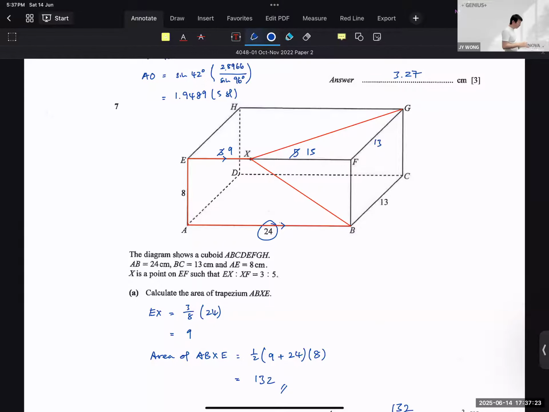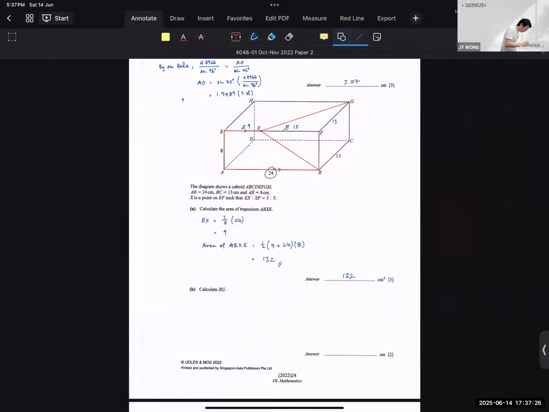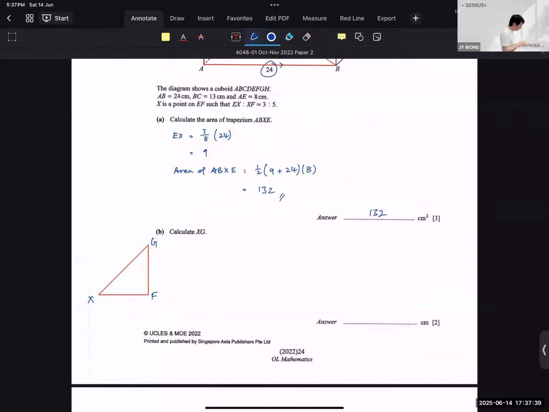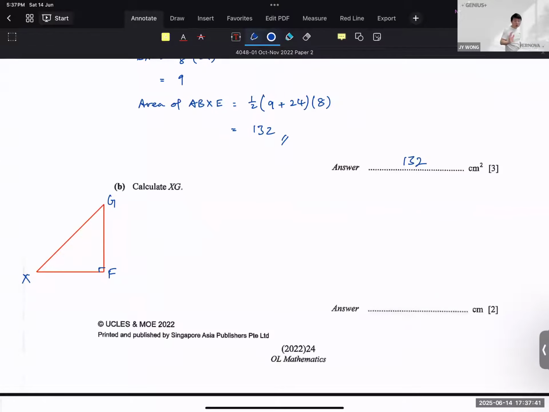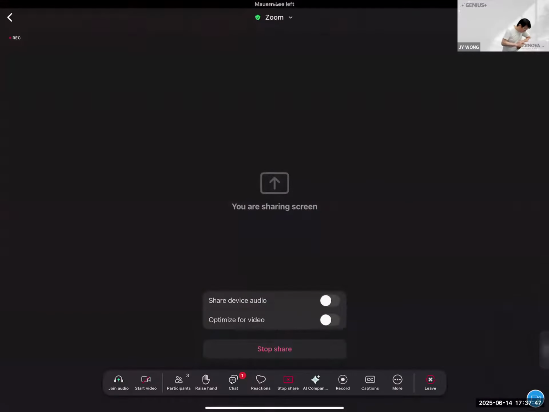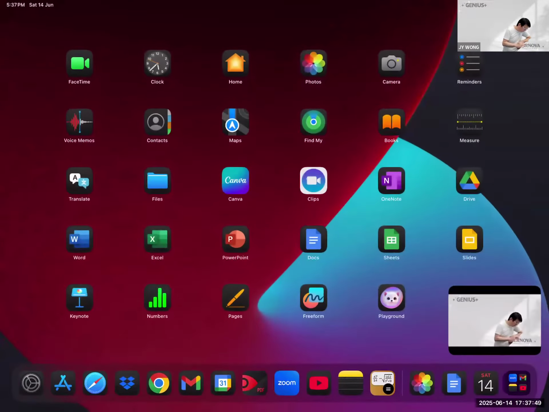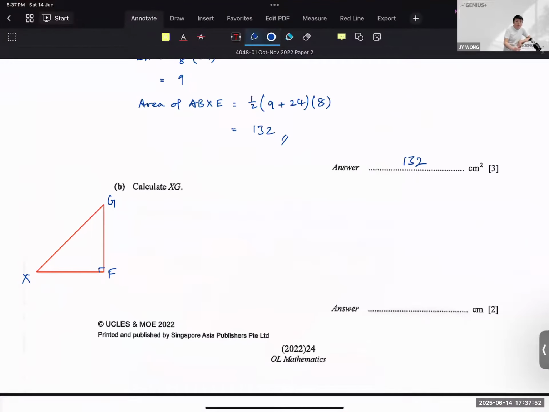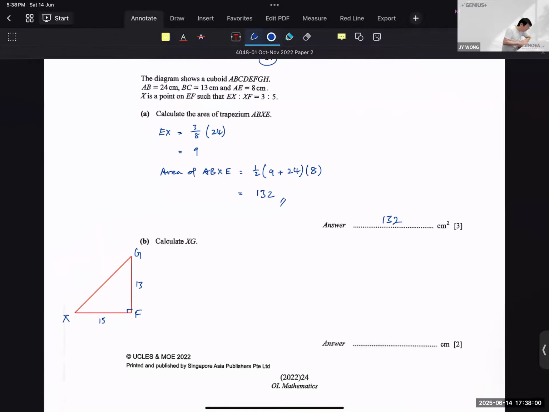So which triangle am I looking at? I am looking at a triangle that looks like this. Right? This is a triangle, XGF. A lot of you don't have a habit of drawing out the 2-dimensional triangles that you are looking at in the diagram. Draw it out. So we know that this is 15. We found it just now. We know that this is 13 given in the question.